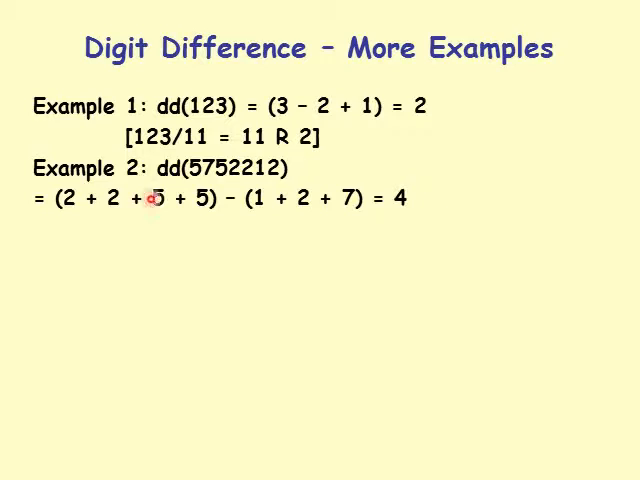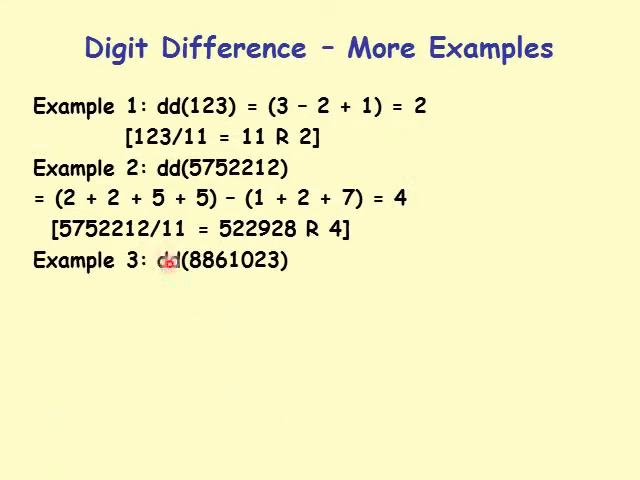So that is 4. 14 minus 10 is 4. Let's continue here. If we divide 5752212 by 11, I do get the remainder 4. So the digit difference still verifies that it is equal to the remainder. The remainder is 4, and so is the digit difference.